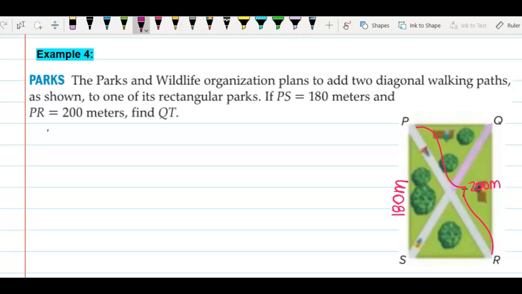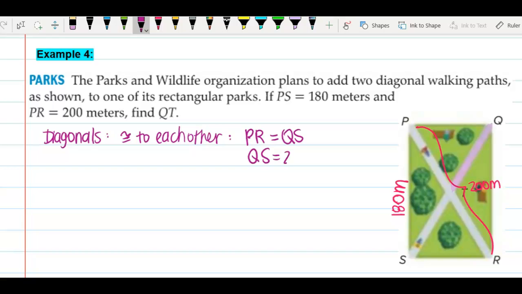Okay, so let's talk about our diagonals for a second. We just established that they're congruent to each other. So this says that PR is actually equal to QS. So if PR is 200, then QS is also 200 meters.